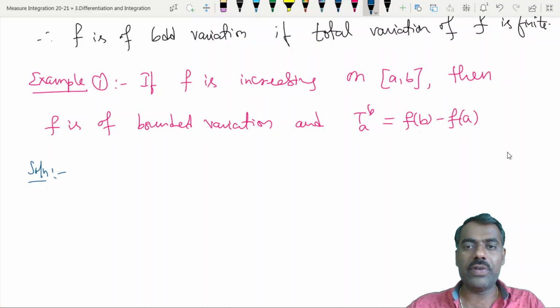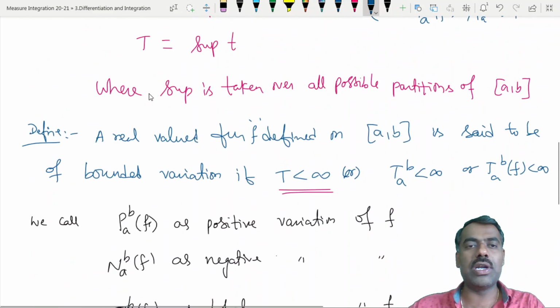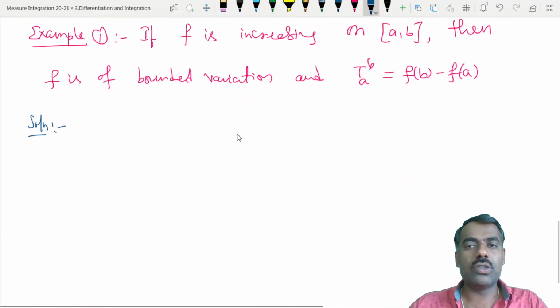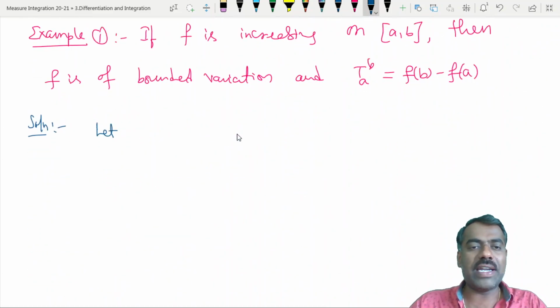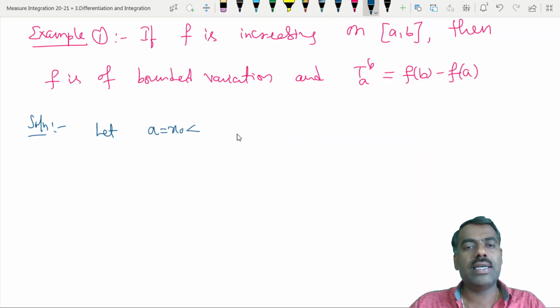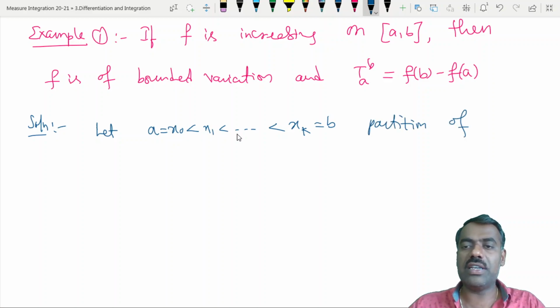So as I said, if you want to calculate a total variation, what we have to do? You take a partition and find the value, that small t, and then you take the supremum. So to find that, start with a partition. Suppose a, which is equal to x naught, is less than x1 up to xk, or xn, whatever you take, which is equal to b, be a partition of this interval a comma b, right?